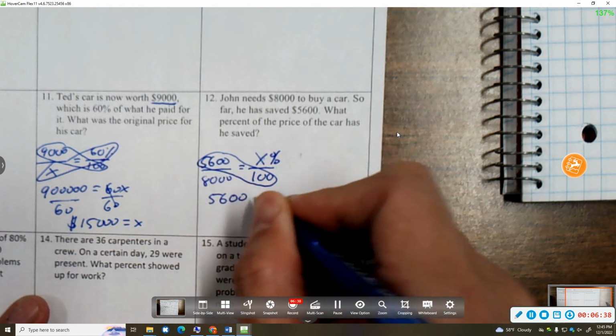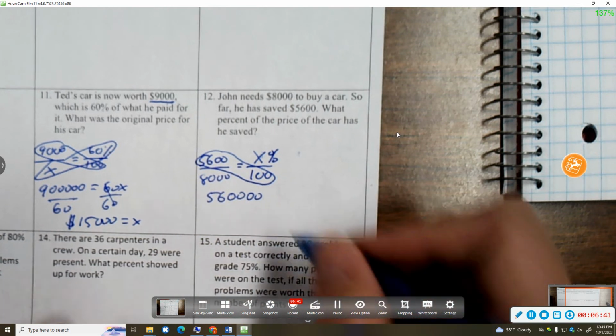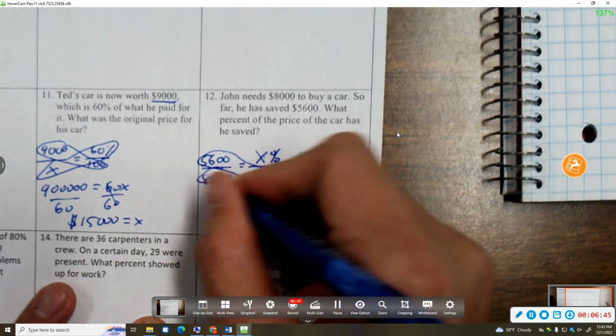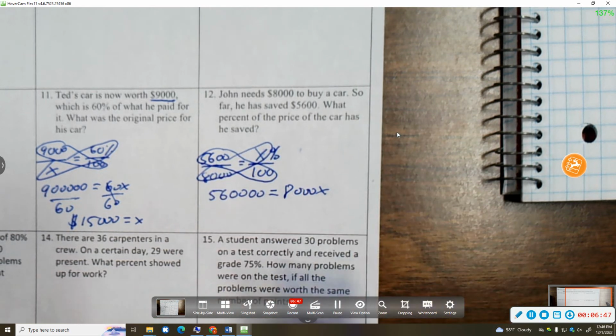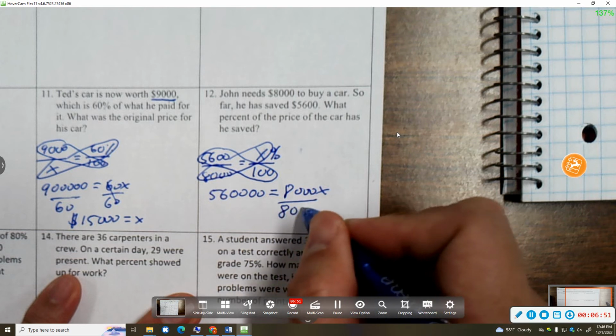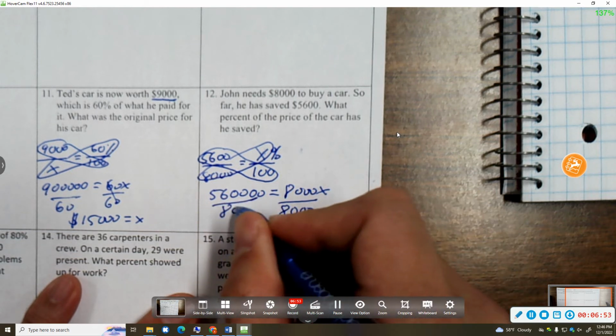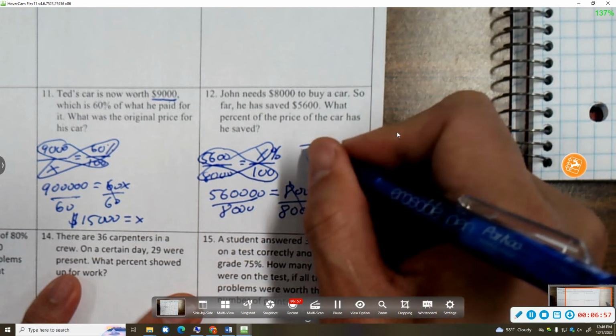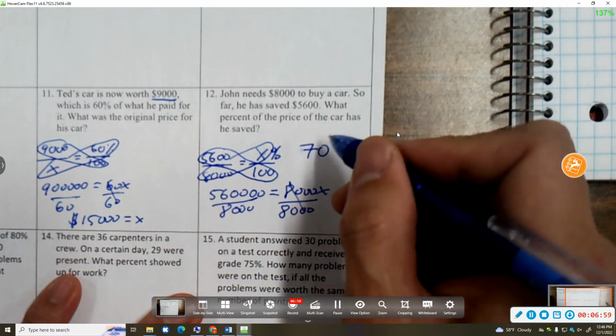Keep in mind that you can pause, you can rewind, you can go back if you need to. So cross multiply here. Make sure you show all your steps because I will be looking for your steps when I'm grading your paper. Divide by 8,000, divide by 8,000, cancel, and I believe the answer is 70. But again, since they asked for percent, make sure you put the percent sign.